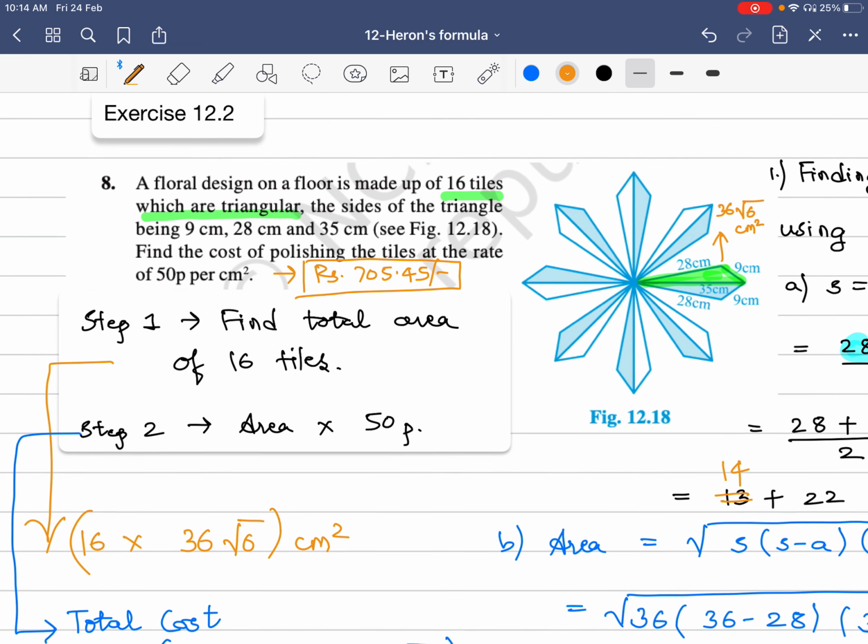So again, it was a very simple, straightforward question, a very obvious application of Heron's formula to find the area of a triangle when all three sides are given to us. That's all.